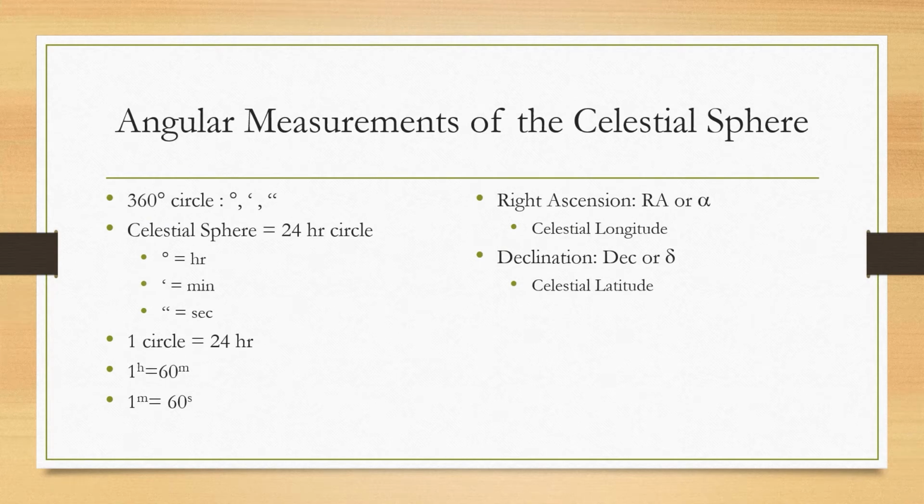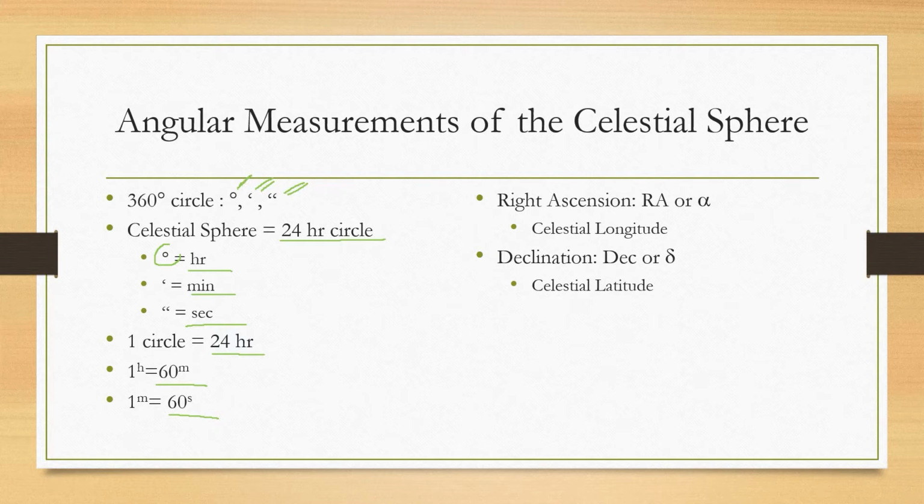It is still a 360-degree circle. The celestial sphere is a 24-hour circle. So instead of degrees, we use hours, minutes, seconds. Okay? 1 circle is 24 hours. 1 hour is 60 minutes. 1 minute is 60 seconds.